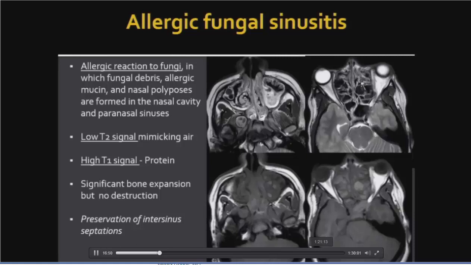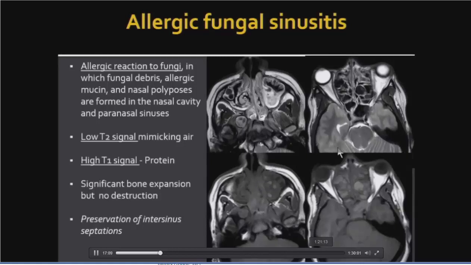The other clue that this is not probably a malignant neoplasm is the fact that all of these intersinus septations are very well preserved. Malignancies will typically destroy these intersinus septations. They will not preserve it or even thicken it like this. So that's an important clue. And the third clue was the long-standing history, the 4-year history. So putting all of this together, you can look like a star and say, I think this is allergic fungal sinusitis.